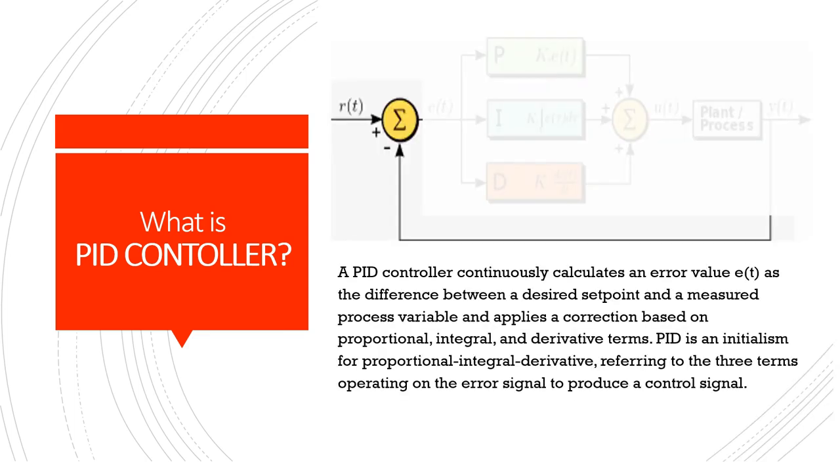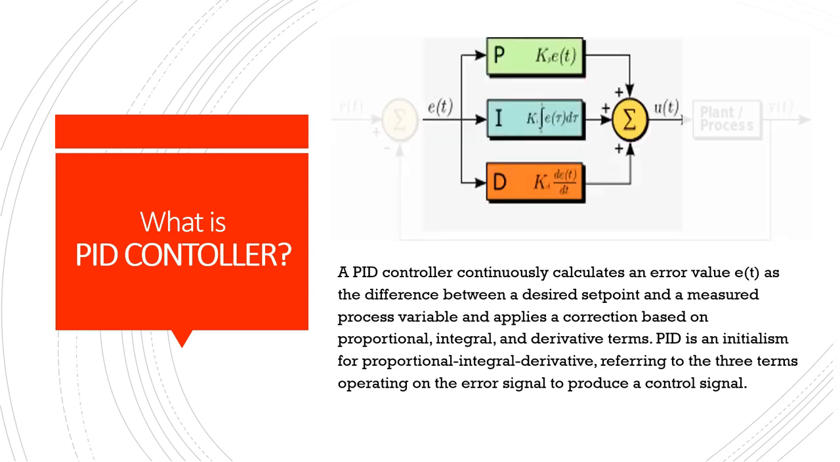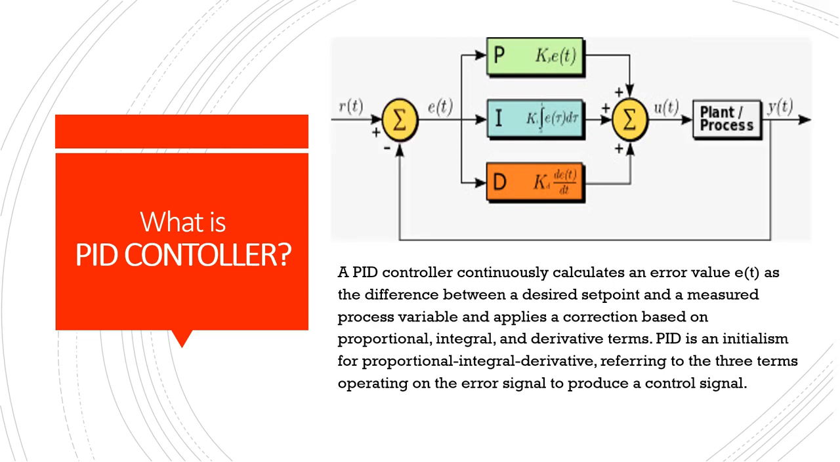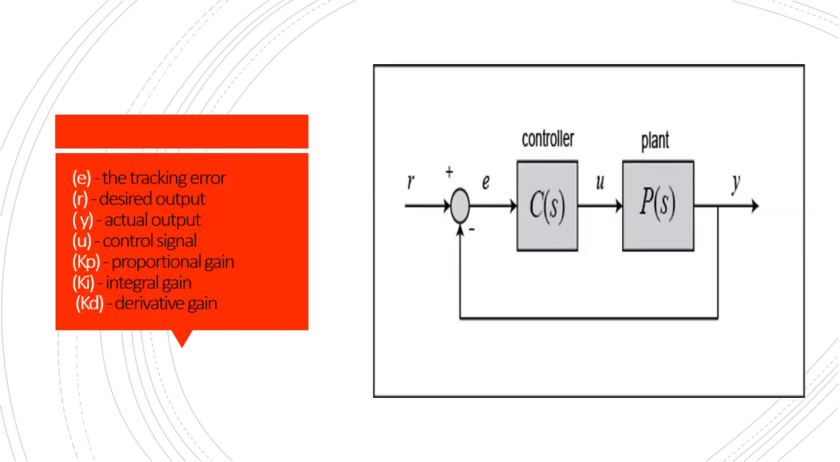A PID controller continuously calculates an error value as the difference between a desired set point and a measured process variable, and applies a correction based on a proportional, integral and derivative term. PID is an initialism for proportional, integral, derivative, referring to the three terms operating on the error signal to produce a control signal. In this slide, we are seeing a unity feedback system.